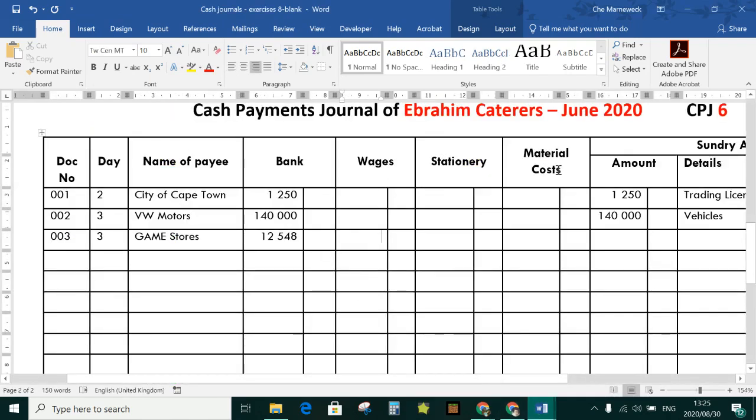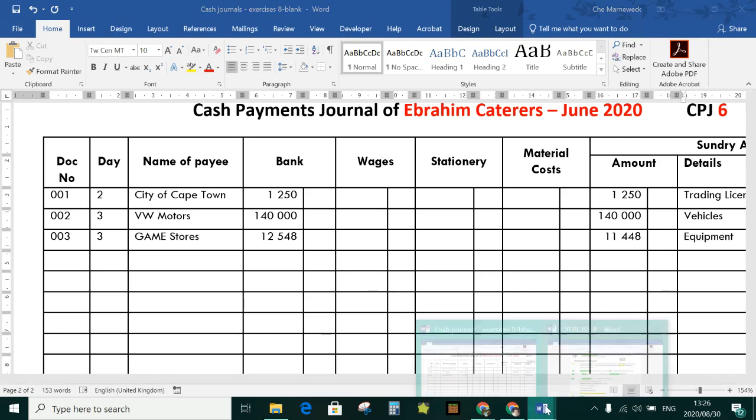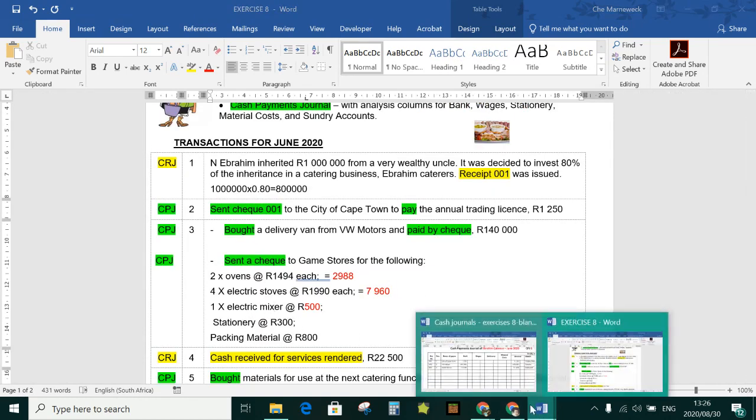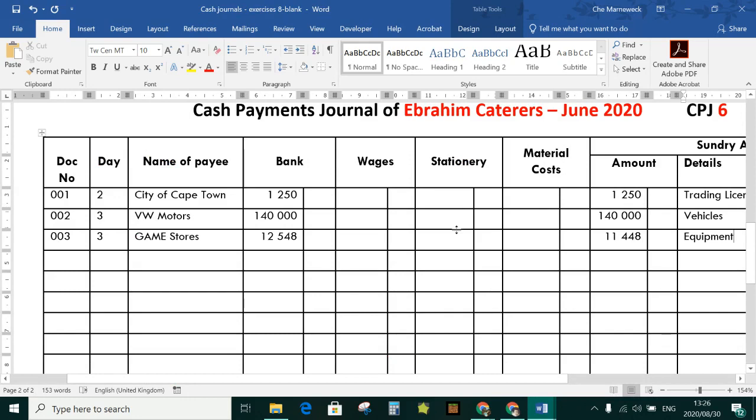So we have a look, and we don't have a column for equipment, so we're going to record this under sundry accounts, 11,448 Rand as equipment. We then have a look, stationery of 300. We have a column for stationery, so we can record the 300 under stationery. Notice it's all on the same line.